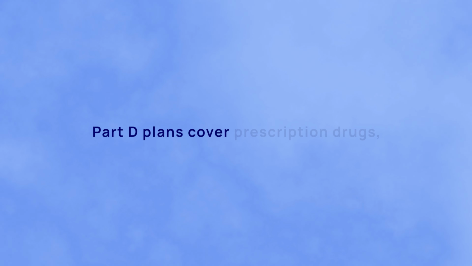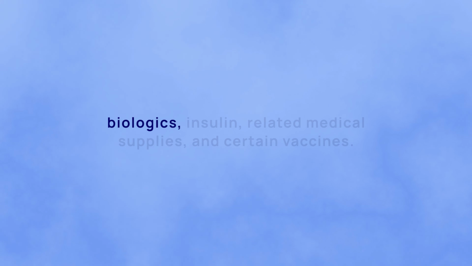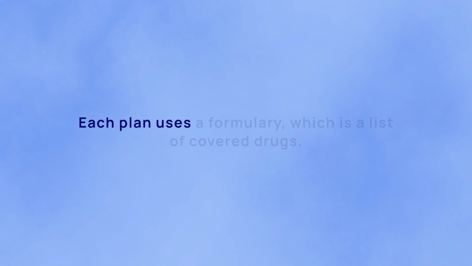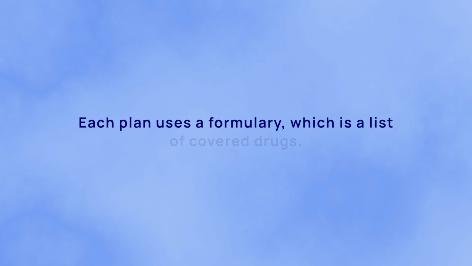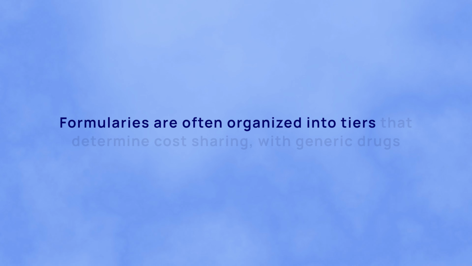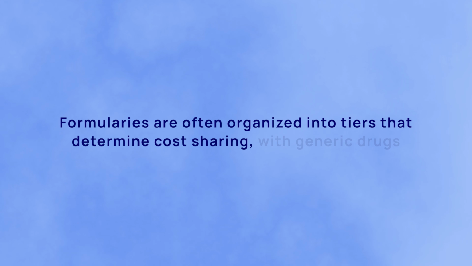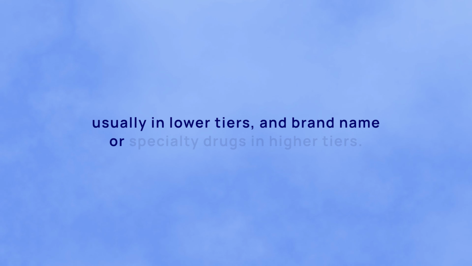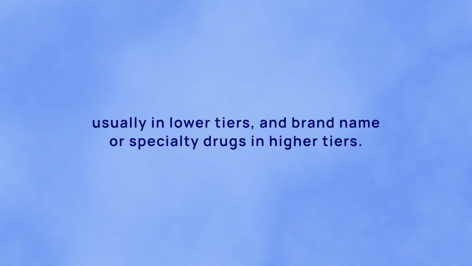Part D plans cover prescription drugs, biologics, insulin, related medical supplies, and certain vaccines. Each plan uses a formulary, which is a list of covered drugs. Formularies are often organized into tiers that determine cost sharing, with generic drugs usually in lower tiers and brand name or specialty drugs in higher tiers.